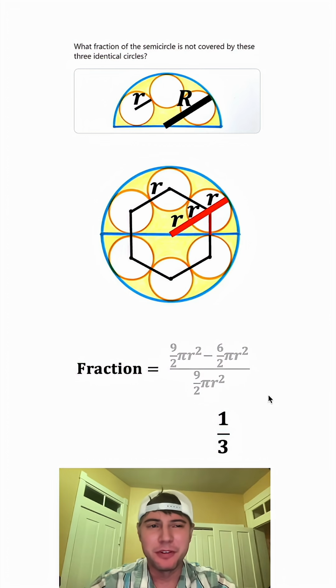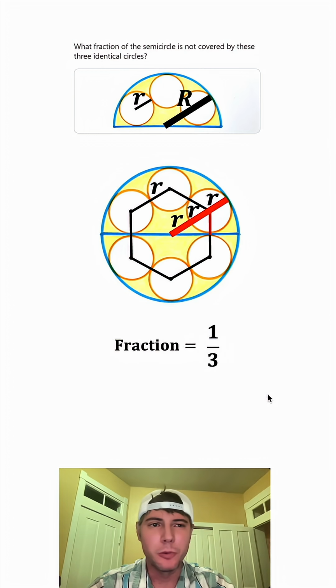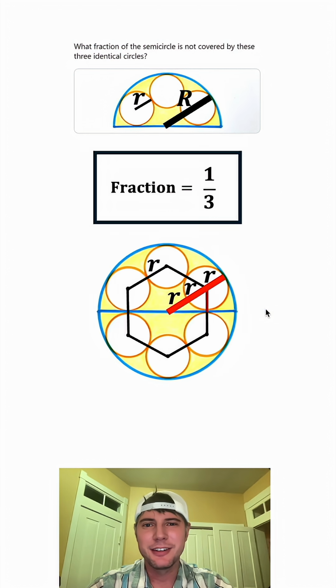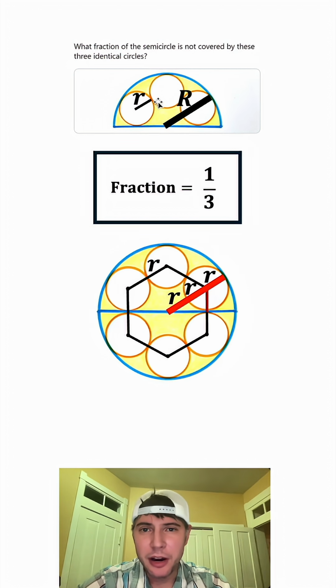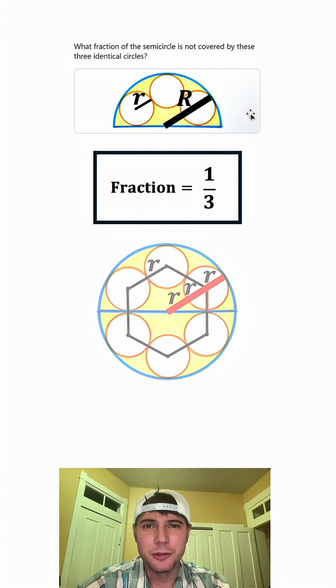And now we have simplified this. The fraction ends up being 1/3. This is the answer to our question. Let's put a box around it. In this problem, the ratio of the yellow area over the entire semicircle is equal to 1/3.